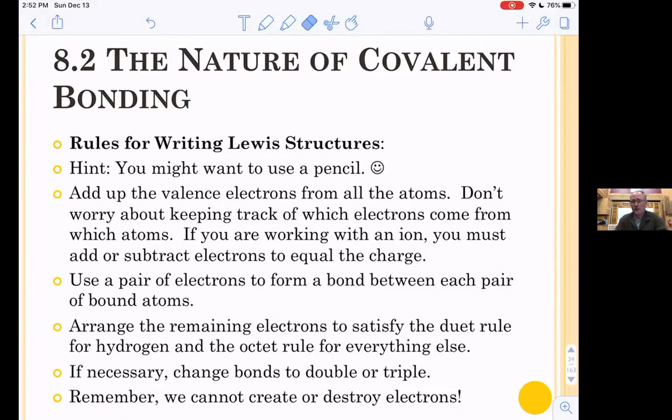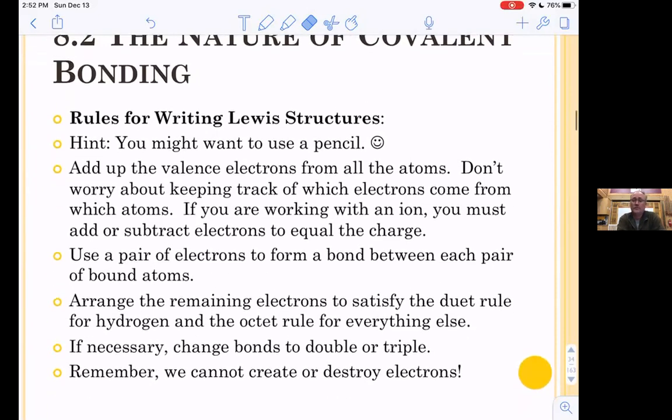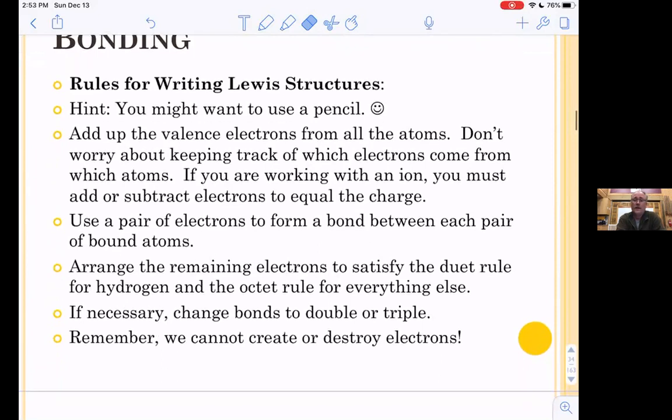You're going to use a pair of electrons to form bonds between them with a dash. And then anything on the outside of the dash will have a lone pair, and you'll put those together as pairs. There are times when we don't do that, but for right now, everything's paired up. Arrange the remaining electrons to satisfy the duet rule for hydrogen, meaning it gets 2 electrons to be isoelectronic with helium, and everything else will get 8 around it until we have breaches of the octet rule, but that will be in the next lesson, not today.